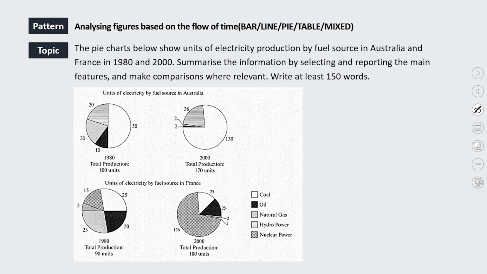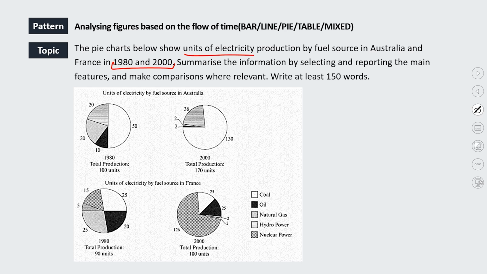Okay, so next we're going to look at task 1 writing. So here we've got 4 pie charts, 2 of them about Australia, 2 of them about France. So the pie charts below show units of electricity production by fuel source in Australia and France in 1980 and 2000. Summarize the information by selecting and reporting the main features and make comparisons where relevant.